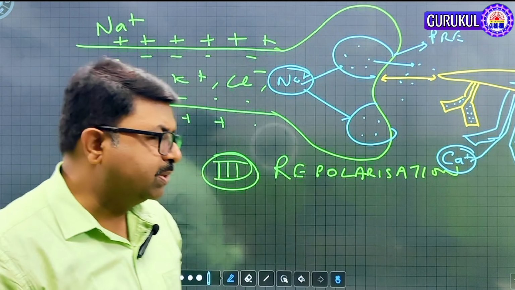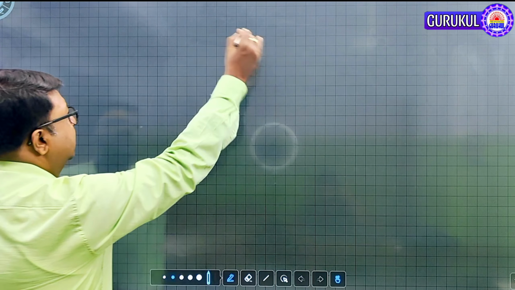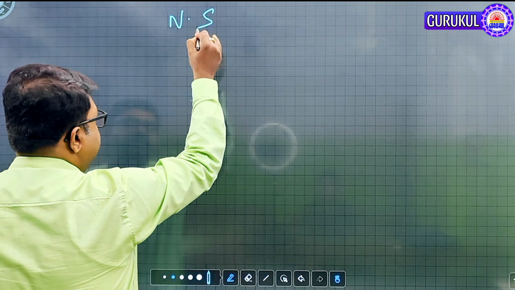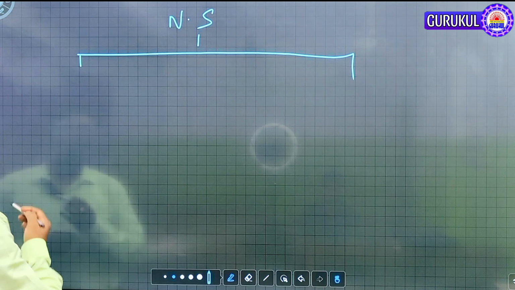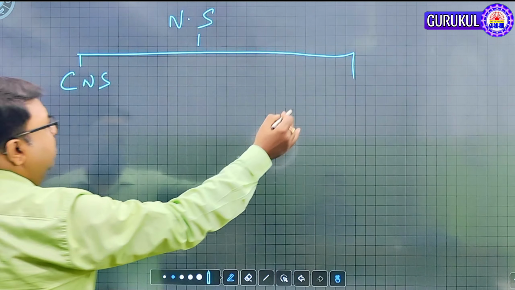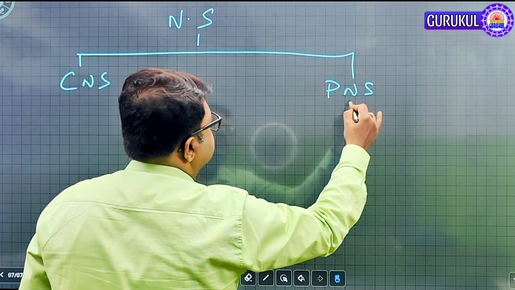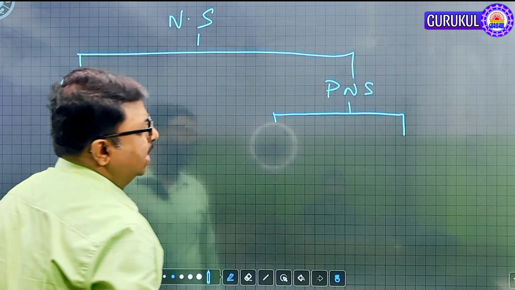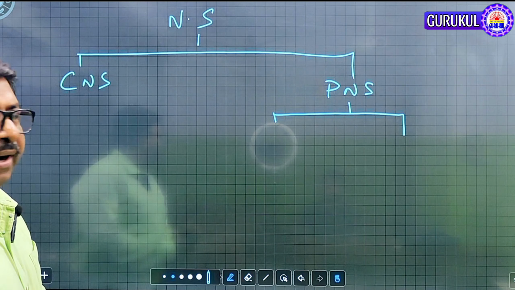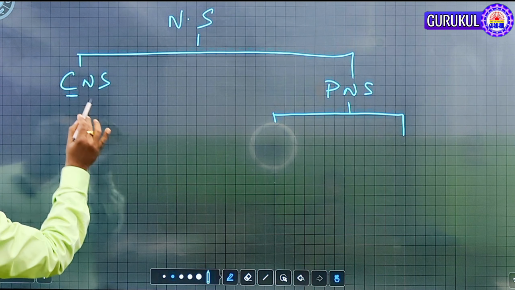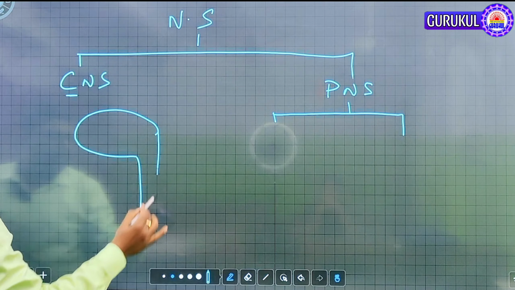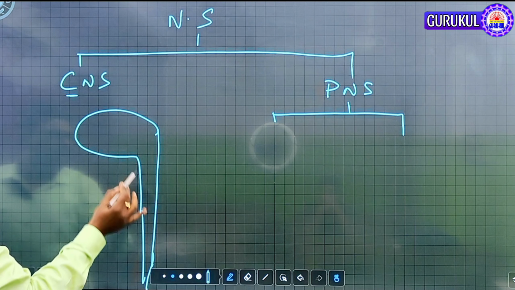Now, what is most important about the nervous system? We can classify them into mainly 2 parts. What are they? The first one is central nervous system. The second one is peripheral nervous system. अब ये पेरिफेरल नर्वस सिस्टम 2 तरह से क्लासिफाई किया जाता है. सेंट्रल और पेरिफेरल. व्हाट इज द मीनिंग ऑफ सेंट्रल? सेंट्रल मतलब जो सेंटर में है. कौन सा सेंटर में है? ब्रेन और स्पाइनल कॉर्ड सेंटर में है.